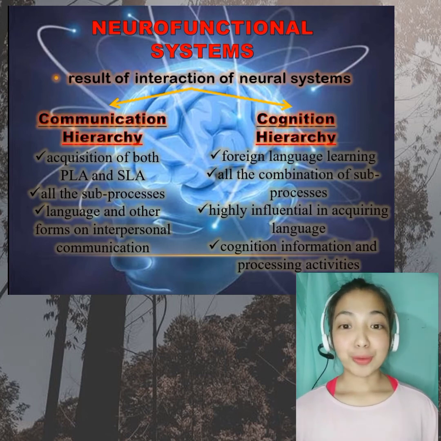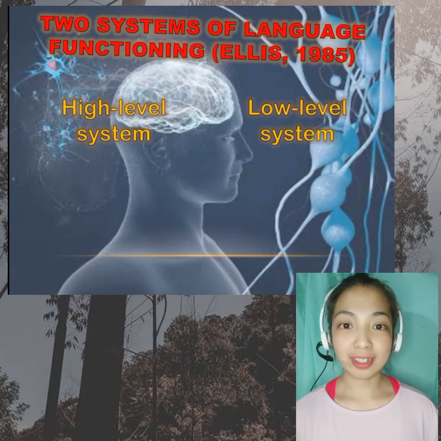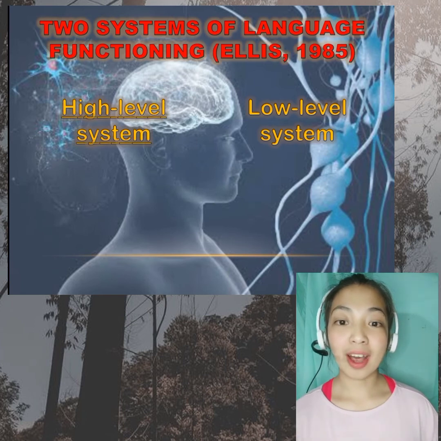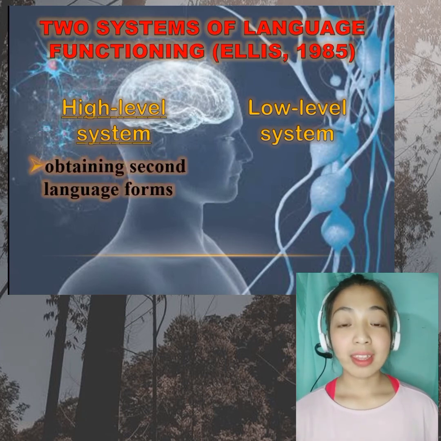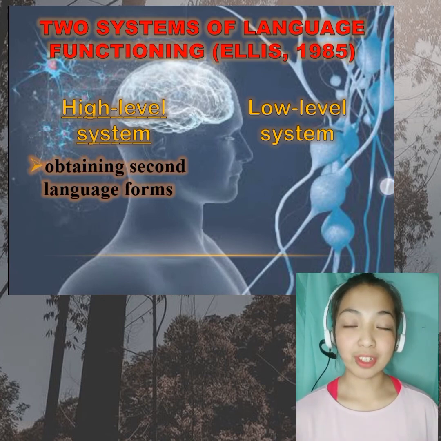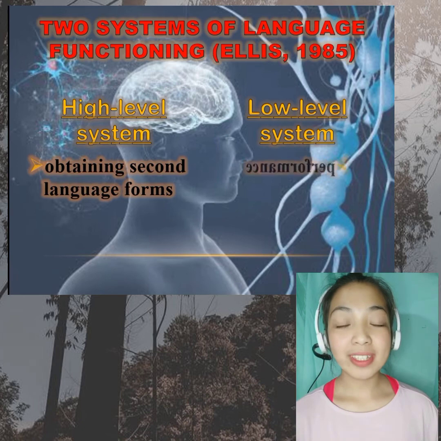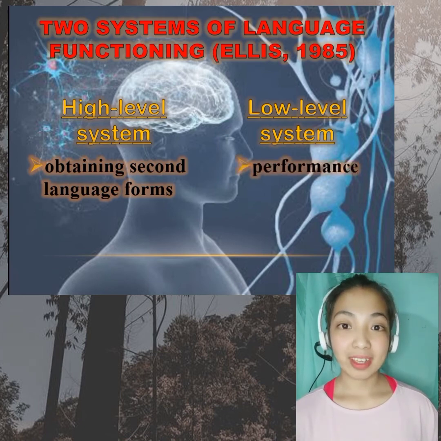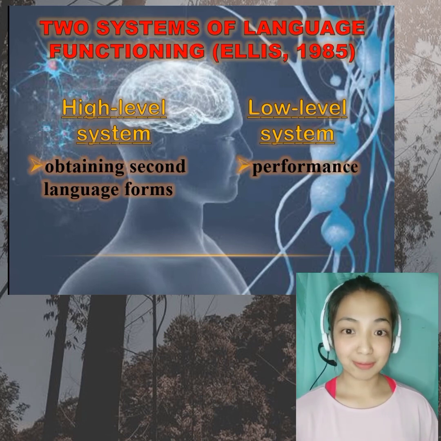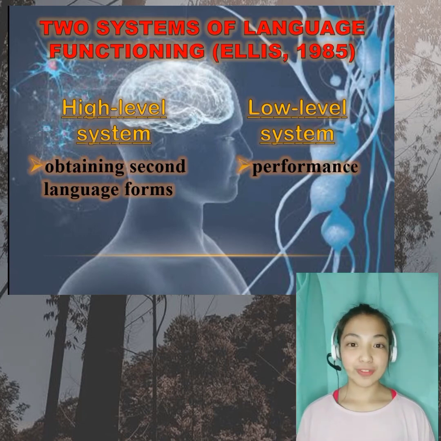In relation to the communication hierarchy, according to Lamendella, the two systems of language functioning can be divided into high and low level systems. The high level system is for obtaining second language forms, which can be accumulated as subroutines at the lower level of the communication hierarchy, while the low level system is for performance. Lower level subroutines may be approached without referring to the higher level of the same hierarchy. That's all for the neurofunctional system.